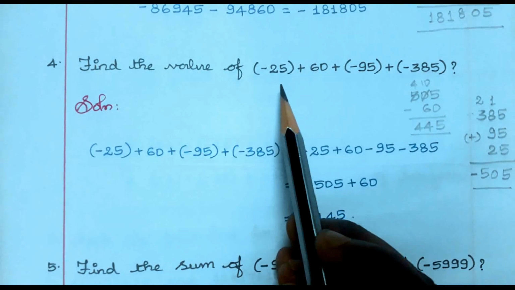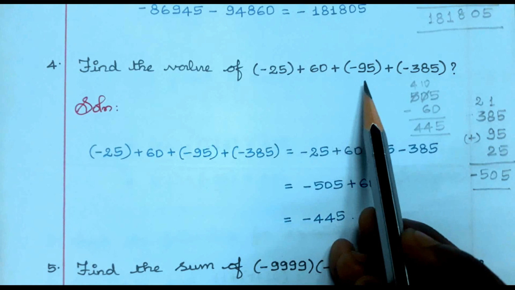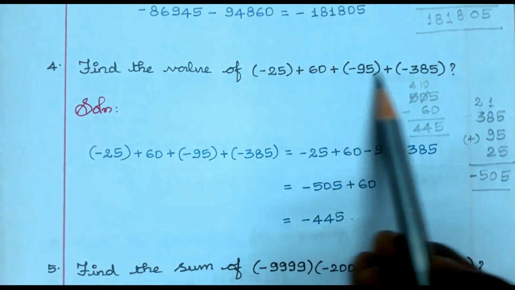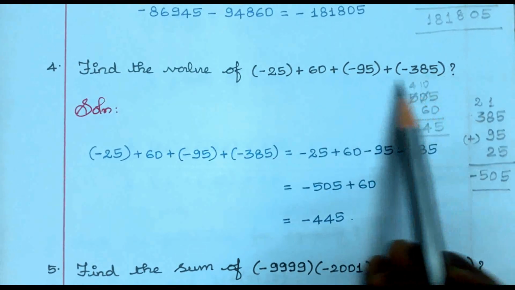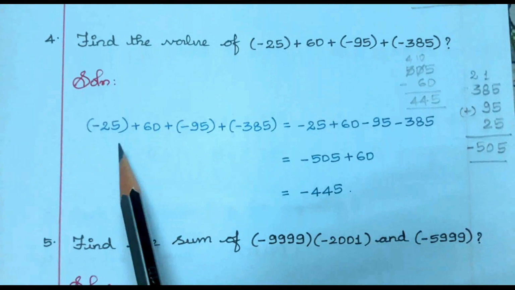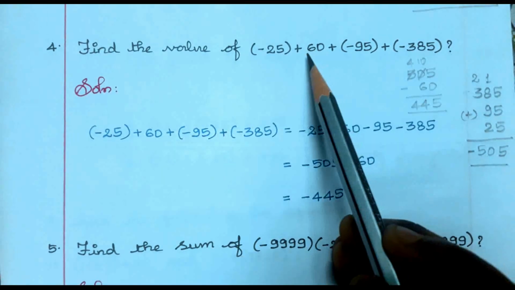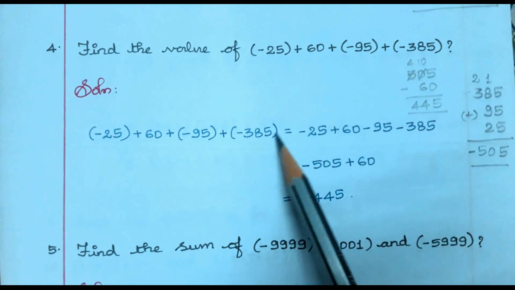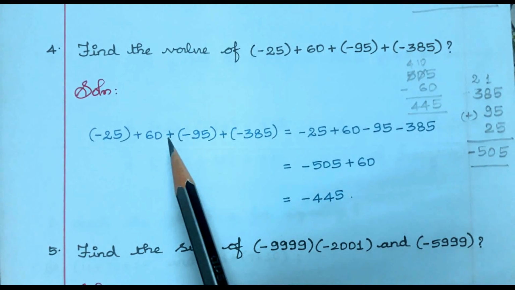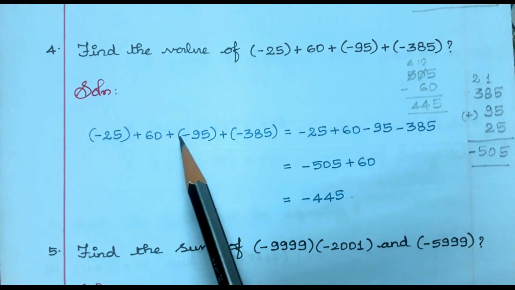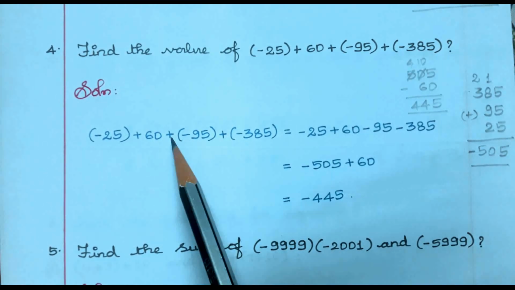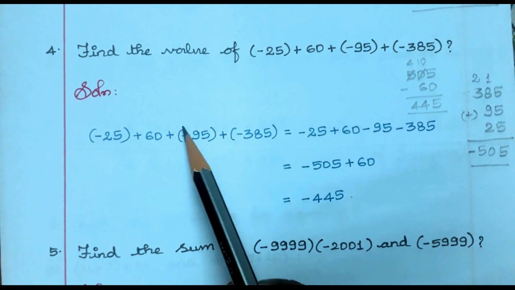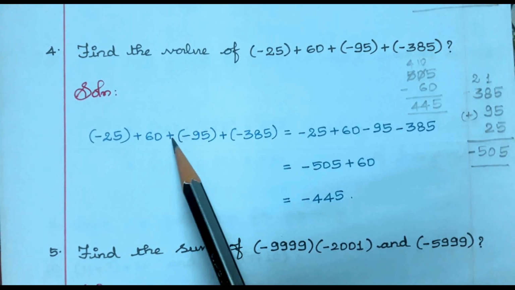Find the value of minus 25 plus 60 plus minus 95 plus minus 385. So now they are asking us to find the value of the given mathematical expression. Solution: minus 25 as it is, plus 60 as it is, plus minus 95 plus minus 385. I have already explained in the questions we saw in the previous classes: if two symbols are together with a bracket, the bracket represents the product, that is, multiplication.